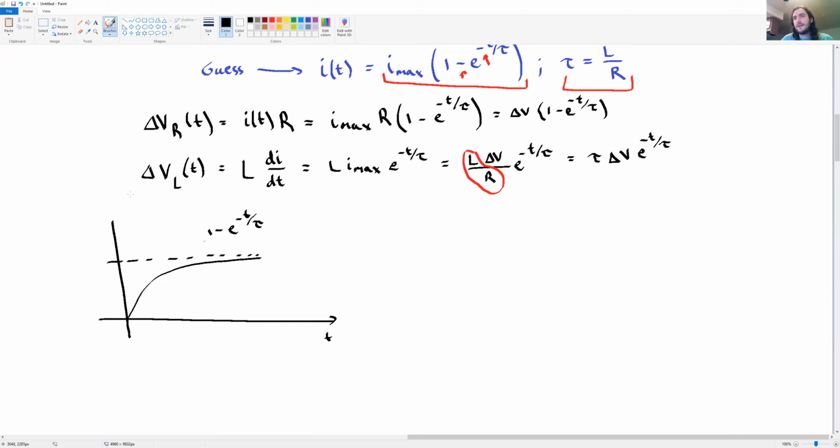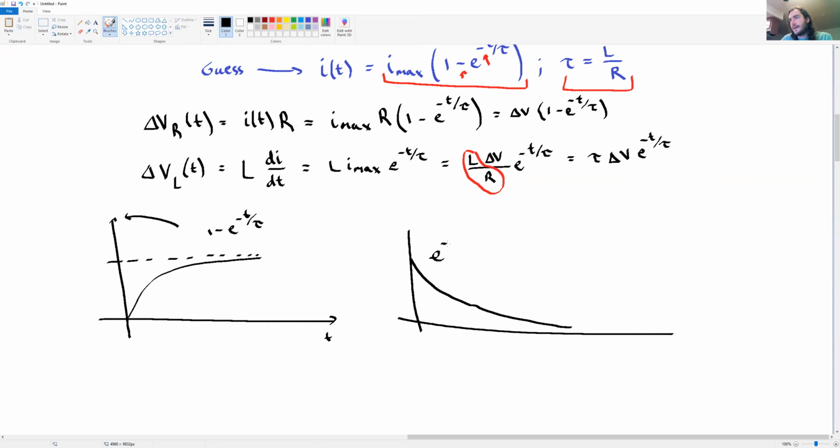So this is your 1 minus e to the minus t over tau function. This axis here is t, and this is the 1 minus e to the negative t over tau axis. And of course, then we also have the e to the minus t over tau function, and we have the t-axis here as well.